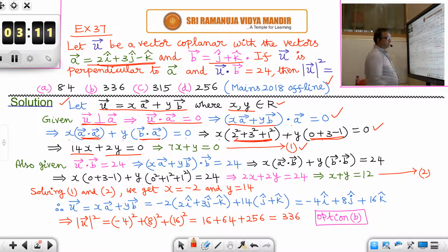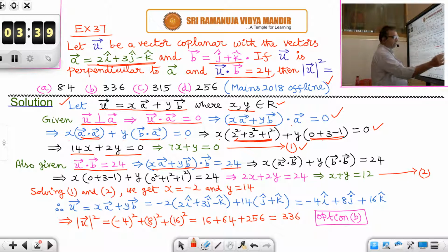Let us call that equation number 1. And also it is given in the problem that u bar dot b bar is equal to 24. u bar dot b bar is equal to 24. But u bar is x a bar plus y b bar dot b bar, okay, is equal to 24. So here also again using the distributive law from the right side, x into a dot b plus y into b dot b is equal to 24.